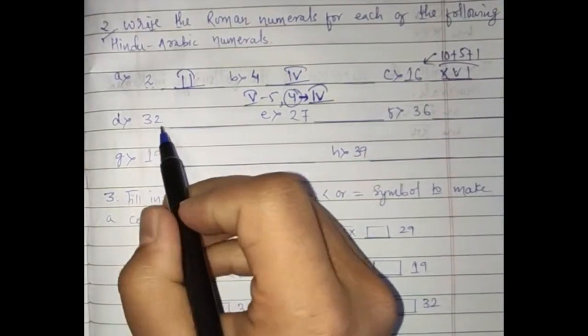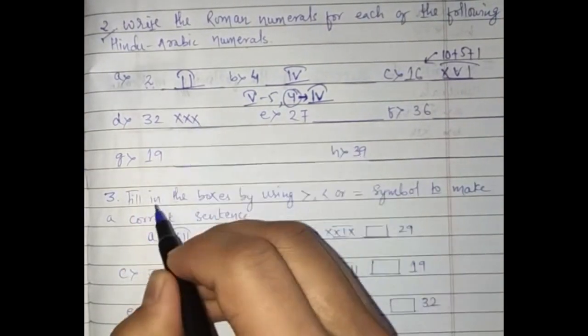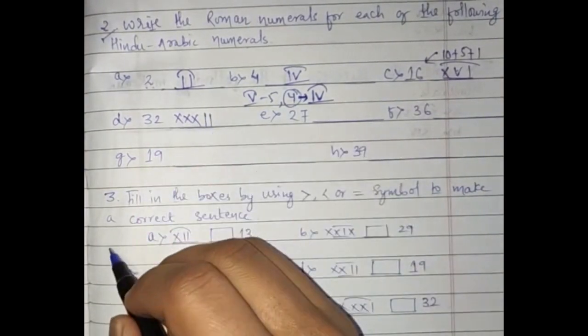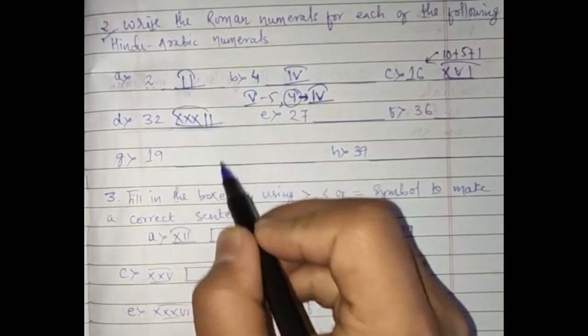So 30 is XXX, and how many should there be for 2? 2 should be there. So this will represent 32. Okay.